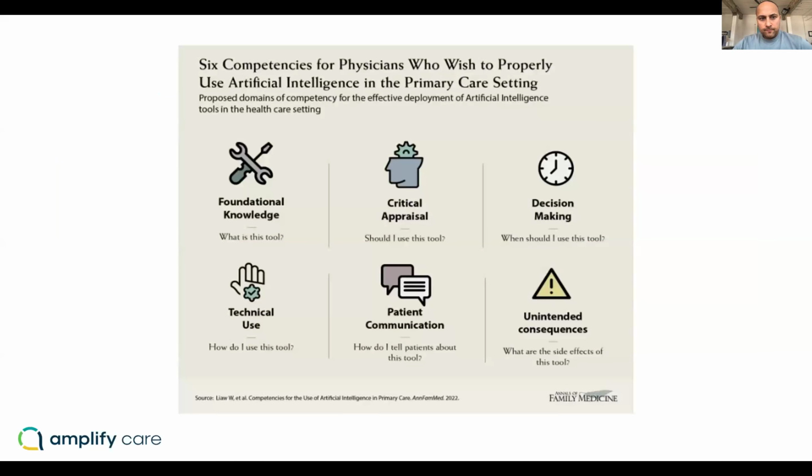Go to the next slide, please. Talked a little bit about some of the competencies, and you'll probably hear these throughout the talk. We could spend a whole hour talking about these things, but these are some questions that all of us who are working in primary care or in other fields in healthcare may want to ask about AI tools. There's six here noted.